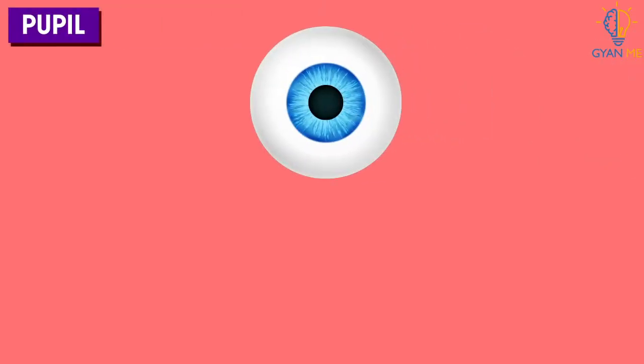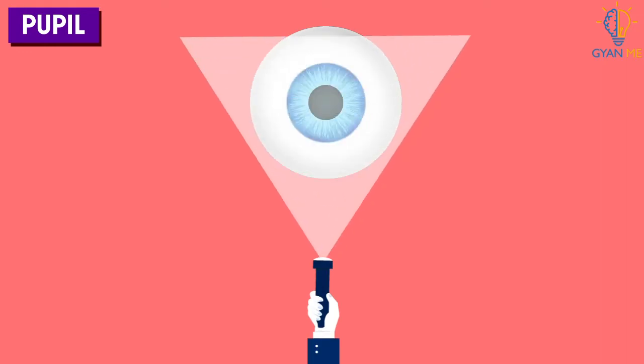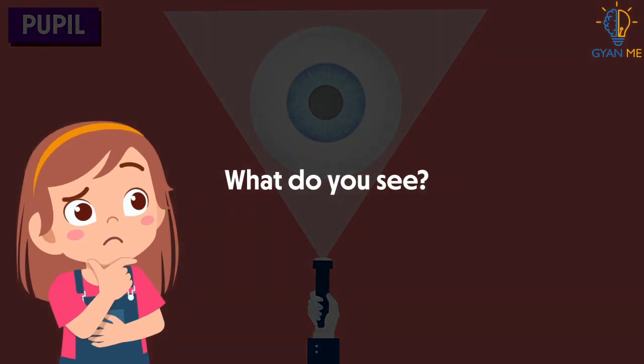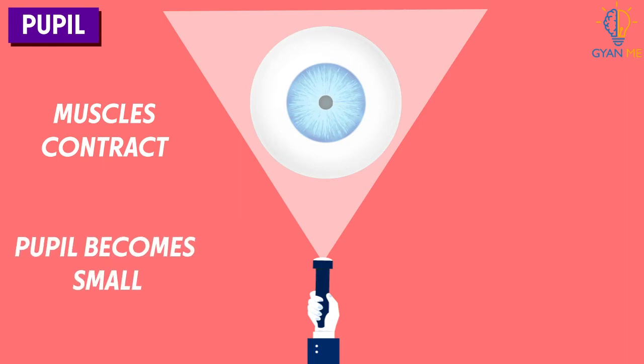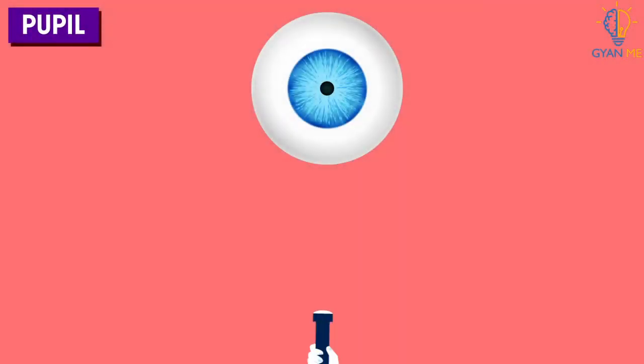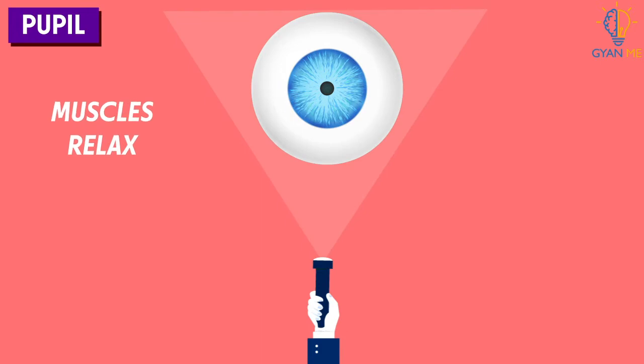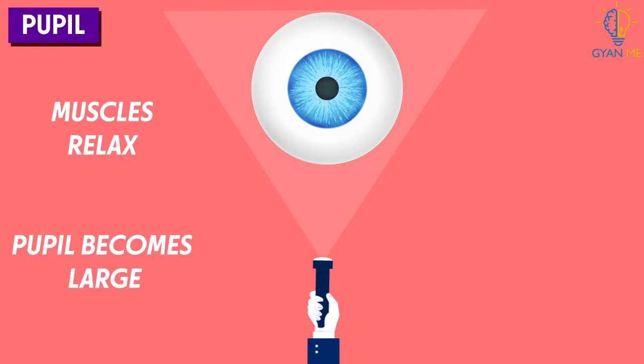For example, direct high-intensity light into the eyes, like this. What do you see? Yes, the muscles of the iris contract and the pupil becomes small. So only a small amount of light will enter the eye. Similarly, now reduce the amount of light falling on the eyes. We see that the pupil becomes large now. This is because the muscles of iris dilate. More light will enter the eyes now, and so the image formed will be clear and sharp, even though there is less light.